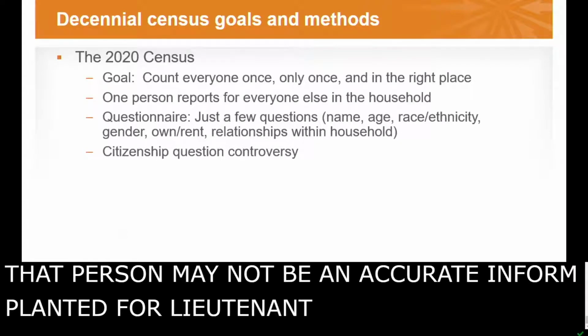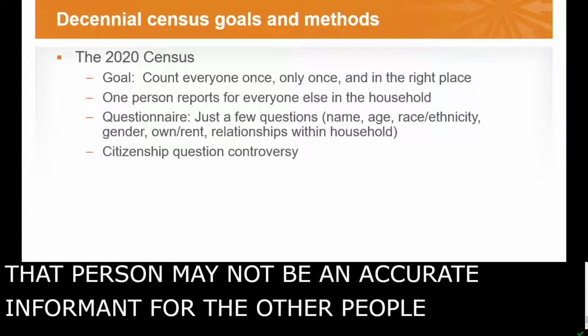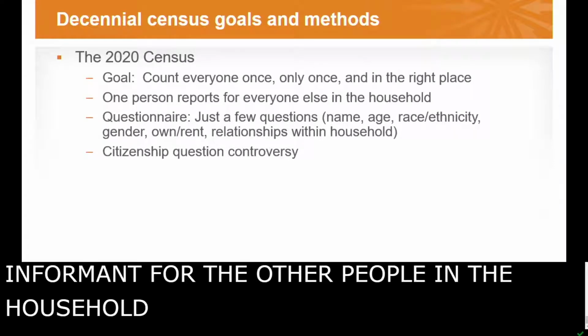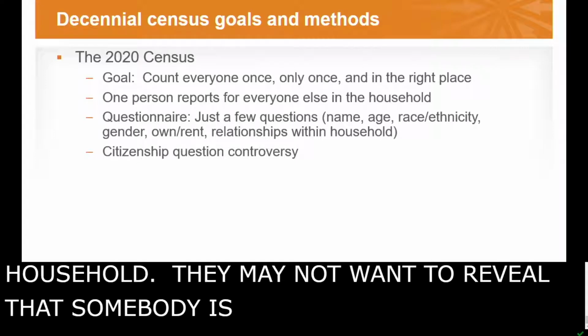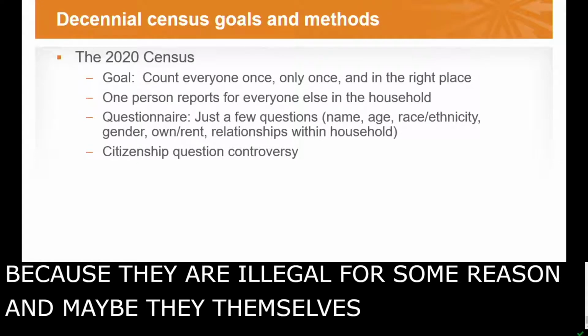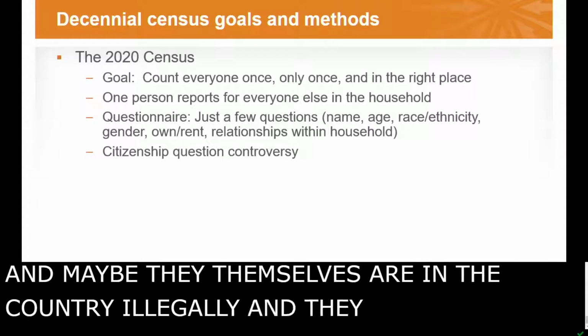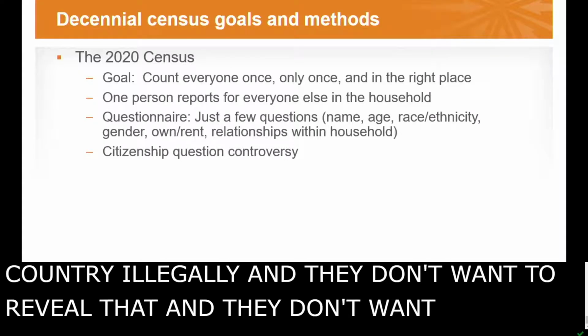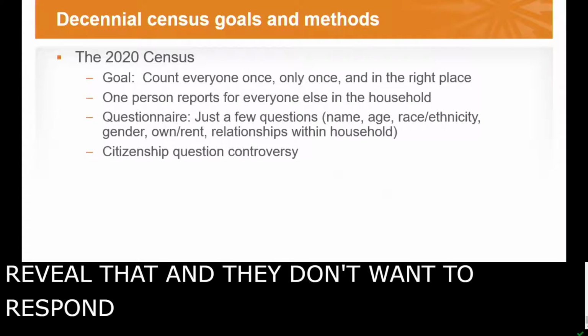They may not want to reveal that somebody is in the household because they're there illegally for some reason. Maybe they themselves are in the country illegally and don't want to reveal that, and so they don't respond to the census, which means that somebody who is in the household legally is also not reported to the census.